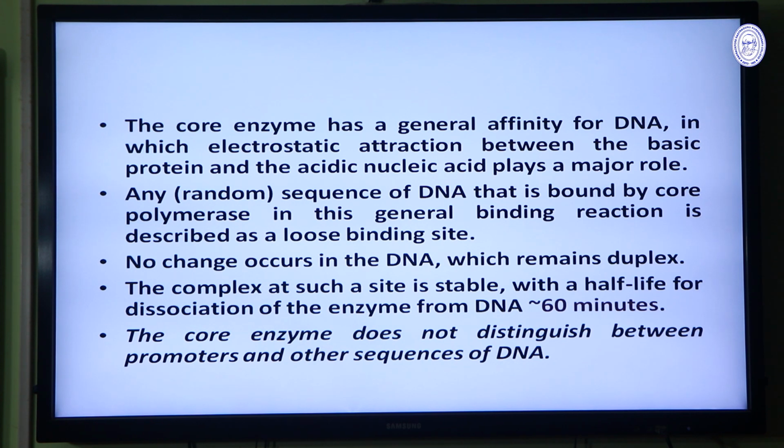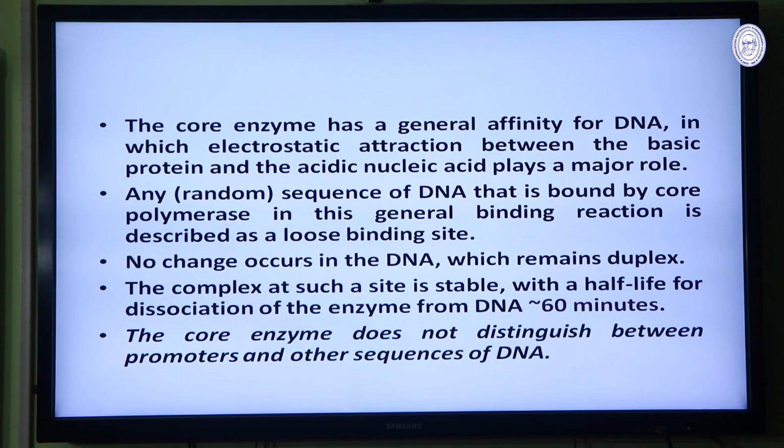Now, the core enzyme has a general affinity for the DNA, as I have already told you. There are electrostatic interactions between the basic protein and the acidic nucleic acid. So, any random sequence of the DNA will be bound by the core polymerase. We call it the general binding reaction, and we also sometimes refer to it as the loose binding. The sites are regarded as loose binding sites. No change occurs in the DNA and it remains in the duplex condition. So, there will be no unwinding or no melting reactions at those loose binding sites.